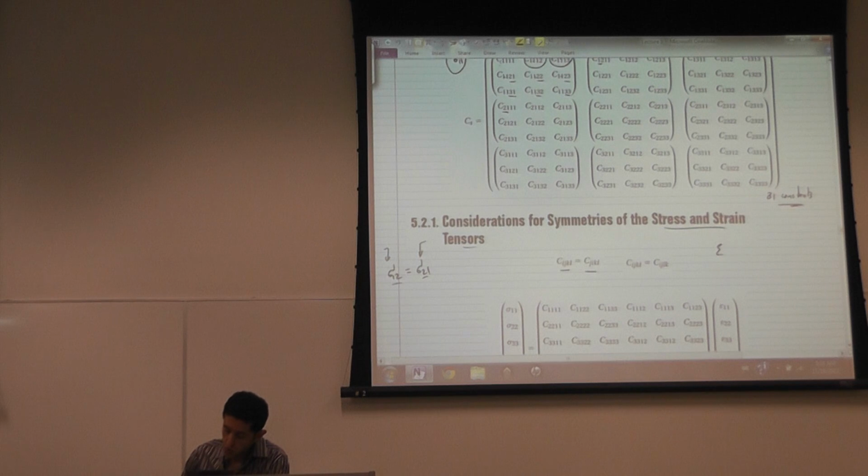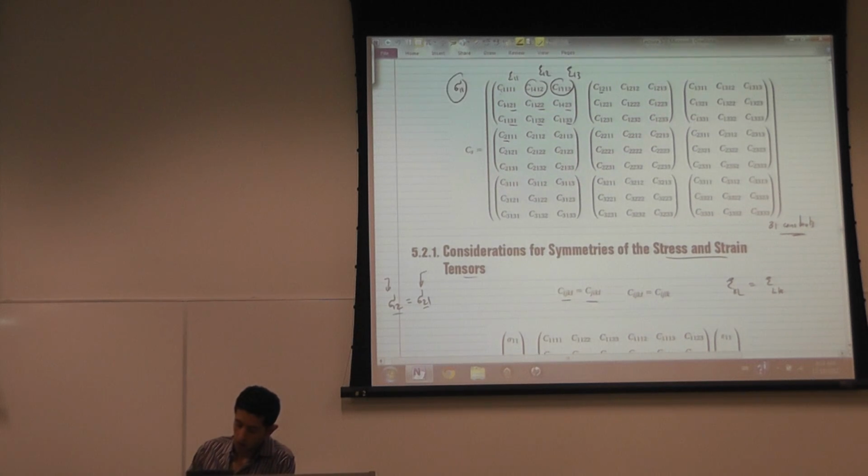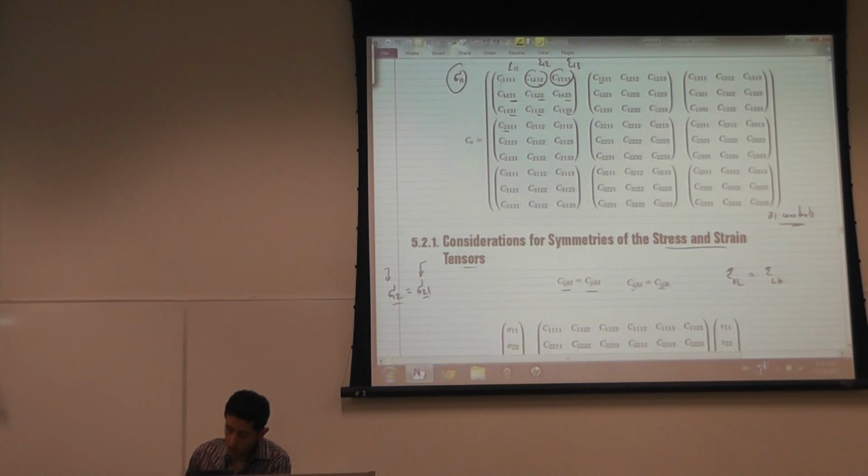And also because epsilon ij is equal to epsilon ji, or let's just use kl, epsilon kl is equal to epsilon lk. Any constant that has 1, 2, I can also replace it with a constant that has 2, 1. And so Cijkl is equal to Cijlk.